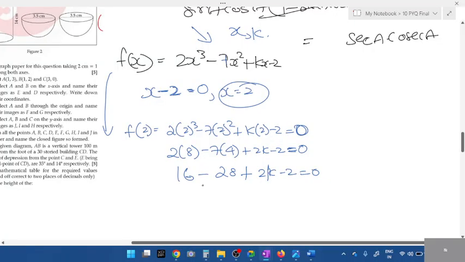What's the value, students? 16 minus 28 is minus 12. Minus 12 minus 2 is minus 14. 2k minus 14 is equal to 0. Minus 14 goes to the other side.